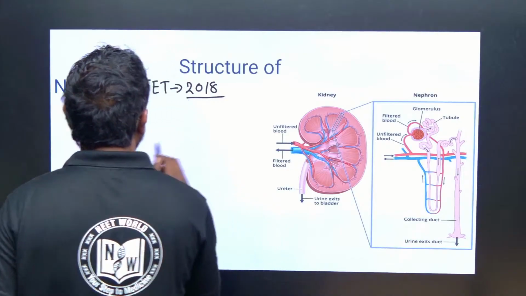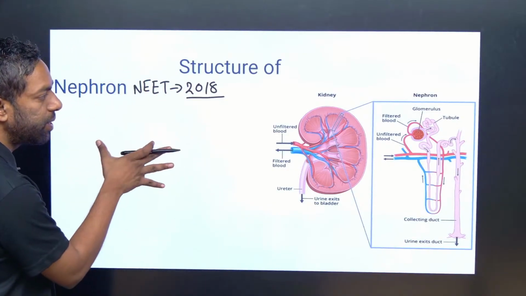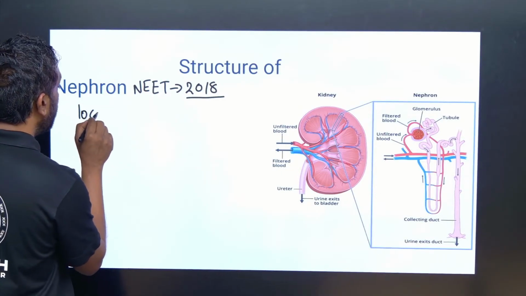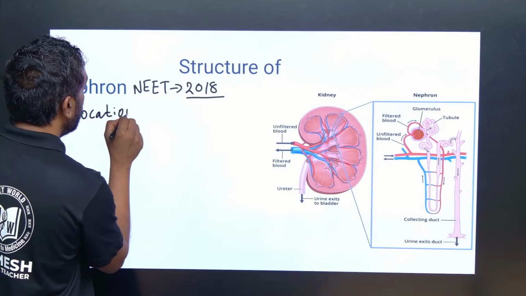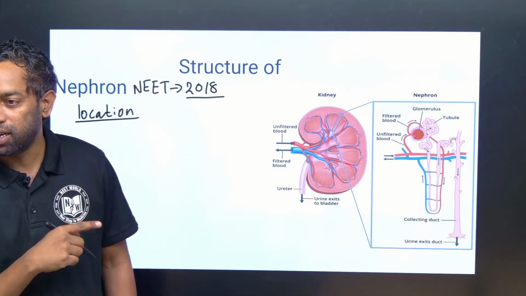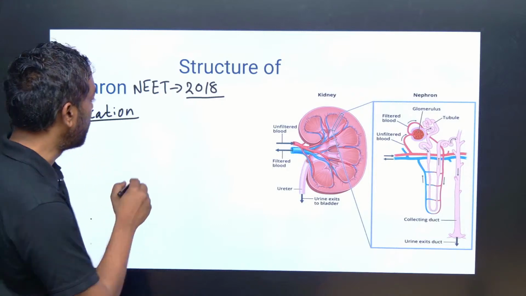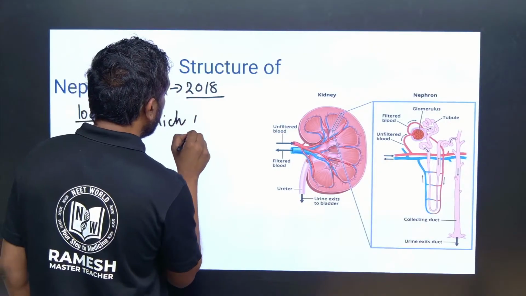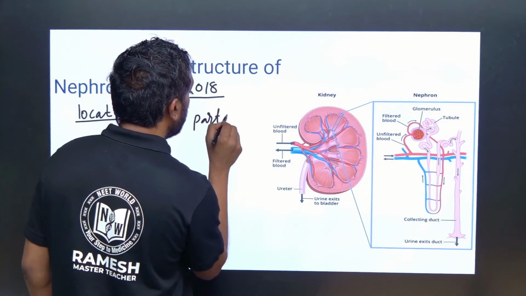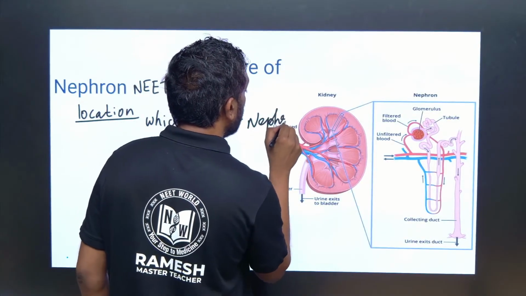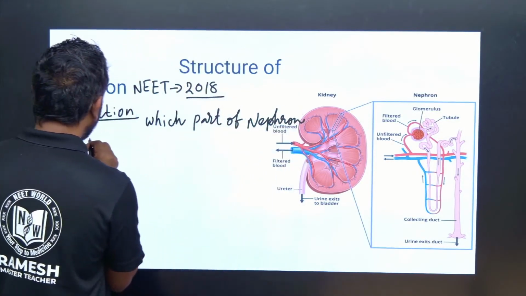NEET 2018 question, about the location of the nephron. Which part of the nephron comes under the medullary part? Which part of the nephron comes under the medulla?